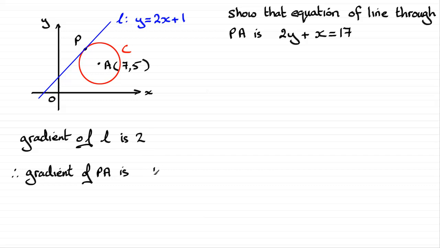The reciprocal of 2 is 1 over 2, and then just put the negative sign in front. So the gradient of that line is minus a half. So I'm now in a position, let's just divide this off, to say what the equation of the line PA is.